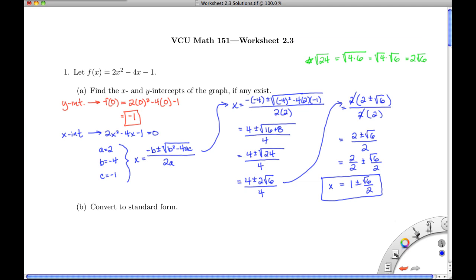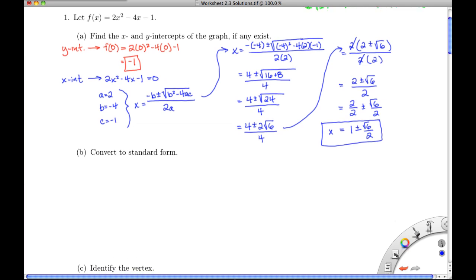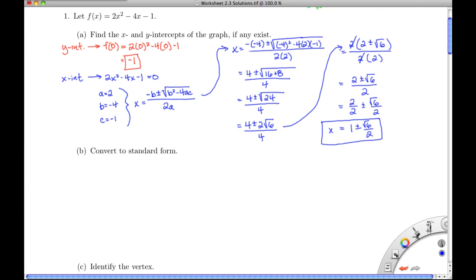Okay, so let's go to part B now. We were asked to convert this function into standard form. Now what we've got here, by the way, is what we call the general form, or at least the text will refer to it as the general form of a quadratic, but now we're being asked to work with the standard form. Standard form looks like this. It's going to be f of x is equal to a times x minus h squared plus k.